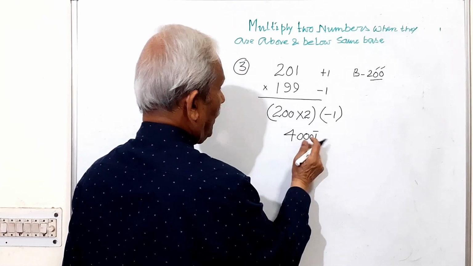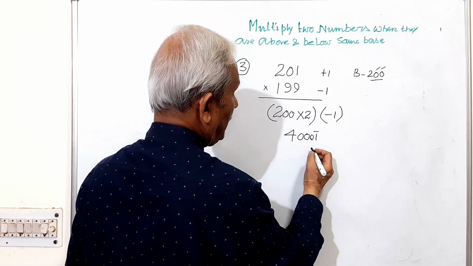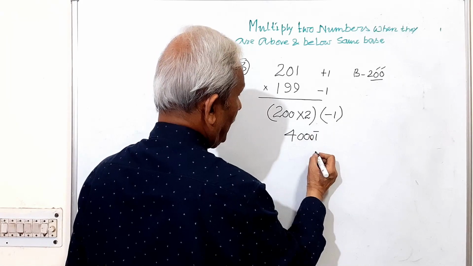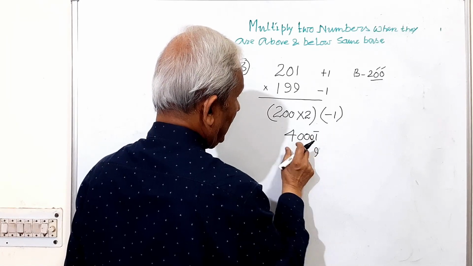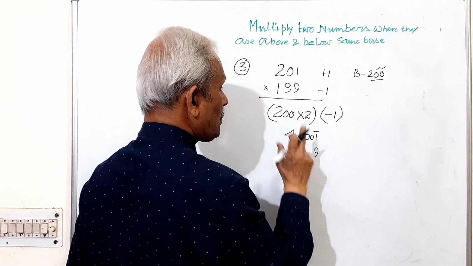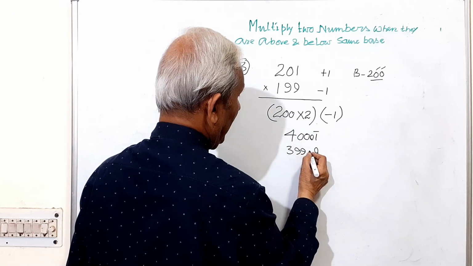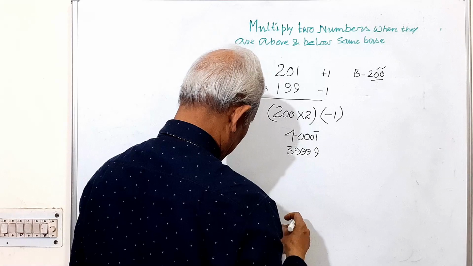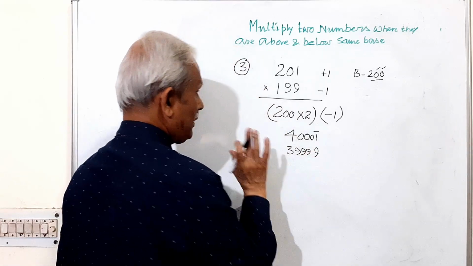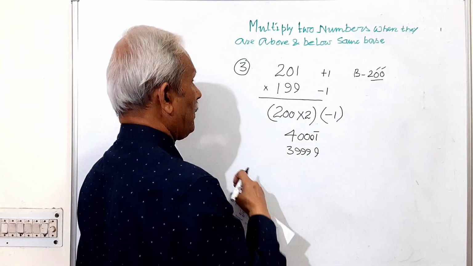Now since this is 0 1 bar, we have to devinculate it. Devinculate means 10 minus 1 is 9, and then this 400 is to be reduced by number 1, it becomes 39,999. So 39,999, that is the answer. I'll just repeat it once again.